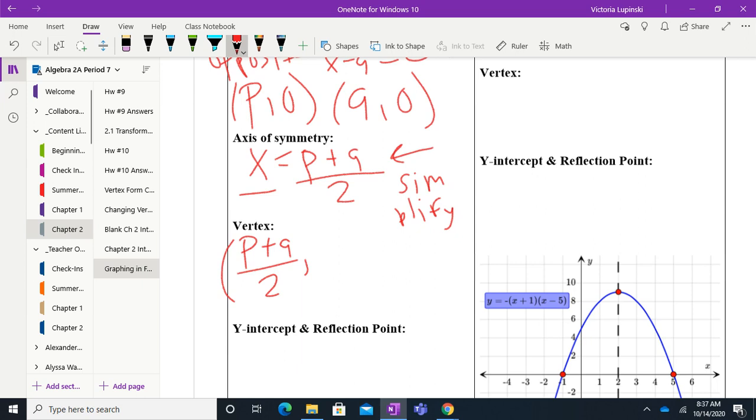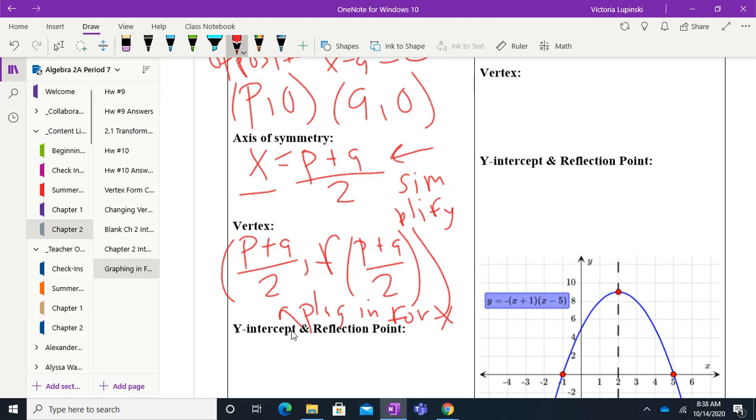Then for the y value, we call that f of (p plus q) over 2, which basically means that you plug whatever this is in for x, and that will give you whatever the y value is. And again, we're going to see lots of examples of these in just a minute.